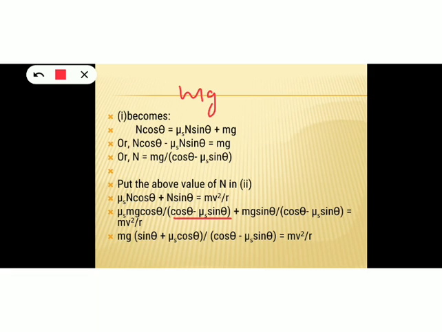Denominator of this term is cos theta minus mu sin theta. So if denominators are same, you can directly add the numerator. So this is the numerator, mu s mg cos theta, and this is the numerator of second term, mg sin theta. So in both the terms mg is common, so take it outside.